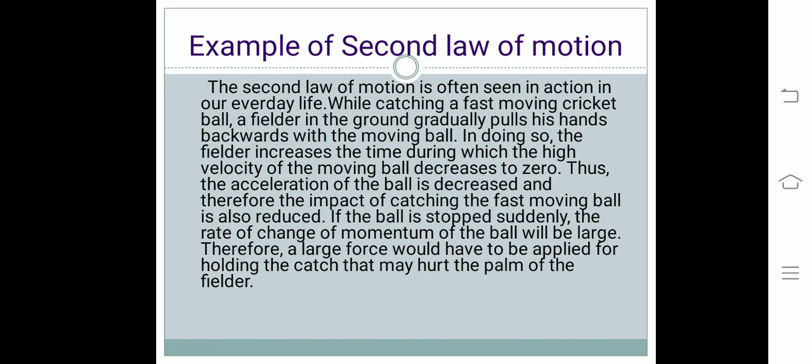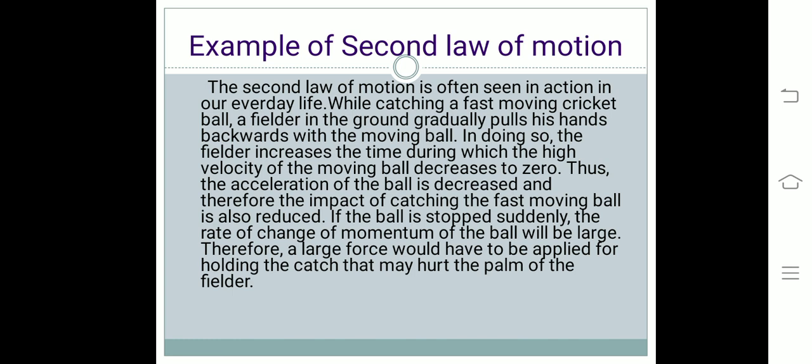Example of second law of motion. The second law of motion is often seen in everyday life. While catching a fast moving cricket ball, a fielder in the ground gradually pulls his hands backwards with the moving ball. In doing so, the fielder increases the time during which the high velocity of the moving ball decreases and reaches 0. Since the velocity is changing more slowly, the acceleration of the ball is decreased, and the impact of catching the fast moving ball is also reduced.